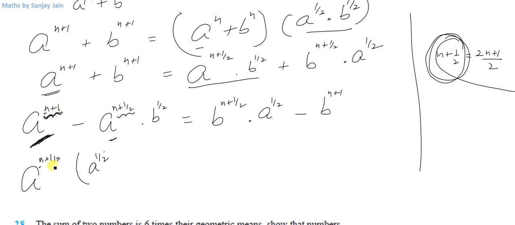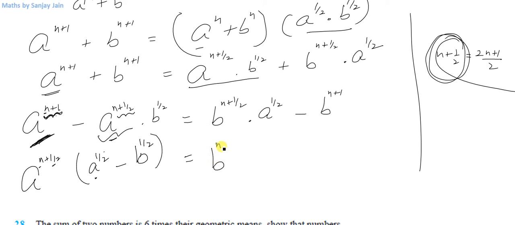Out of this one, half I have taken outside. So I'll be left with a raised to power half. And this I have completely taken outside. So inside I'll have b raised to power half only. Okay. And from the right hand side also we can do the same.